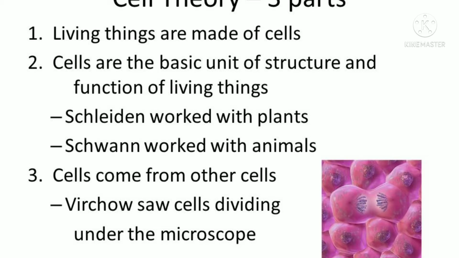Next, the cell is called the basic structural and functional unit of living beings, which was given by Schleiden and Schwann. And cells come from other cells, that is, cells come from pre-existing cells. The new cell divides and redivides, it does not die. This theory was given by Virchow when he saw the cells under the microscope.